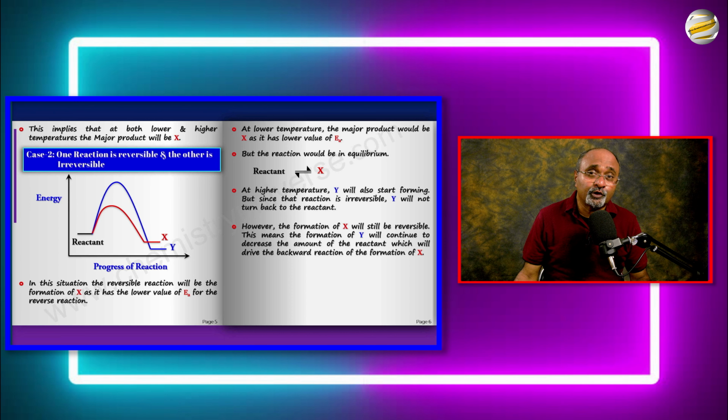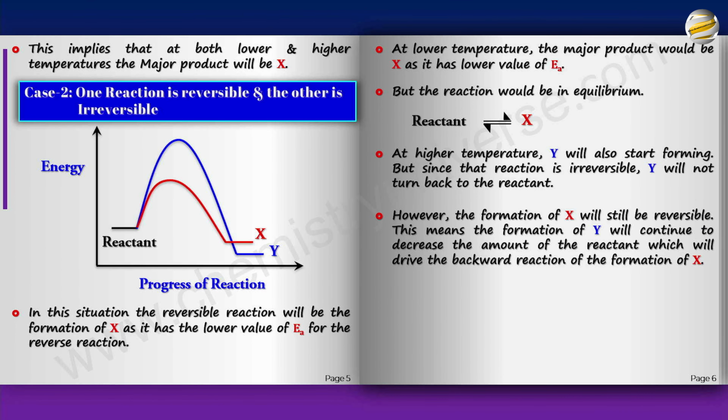So in this scenario, you can clearly see that even though at lower temperatures, X was major, the one which required lower activation energy, at higher temperatures, Y is major because Y is the one that is irreversible. Eventually, Y will be the major product at higher temperature.